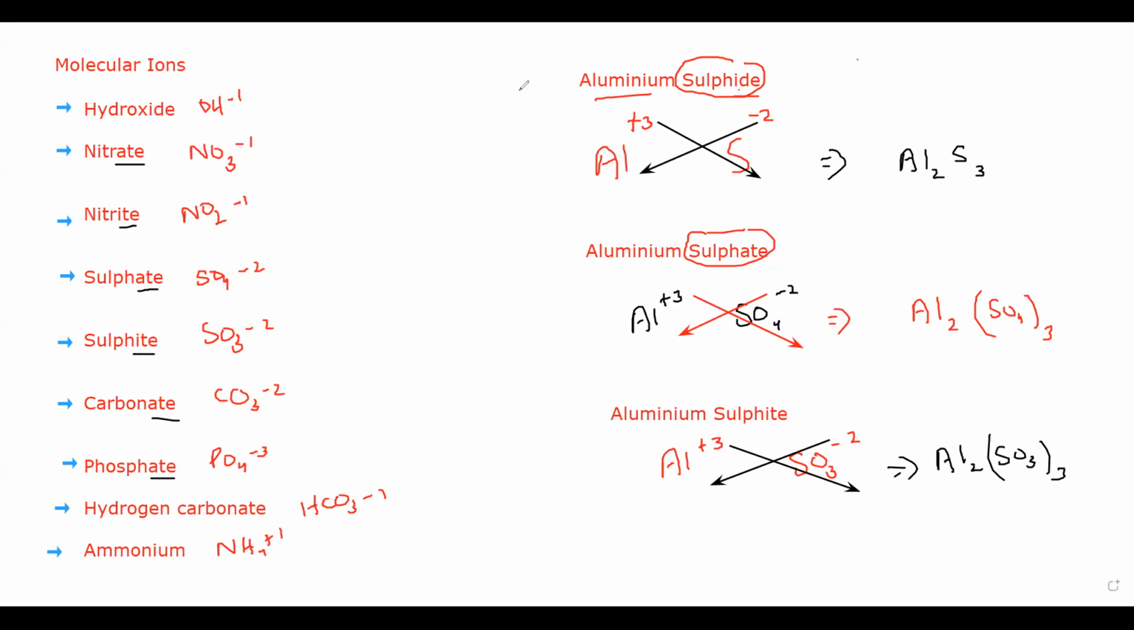Aluminum sulfide means aluminum with sulfur, while aluminum sulfate means aluminum with sulfur and oxygen. In sulfate it is SO4. Is it clear to everyone? Anyone having a doubt? Any question or a doubt till now? Because next I will ask everyone to state the chemical formula.